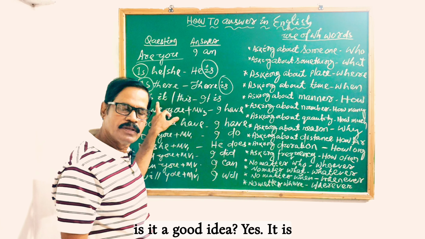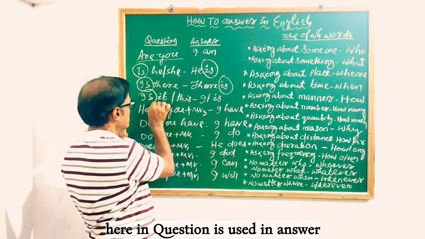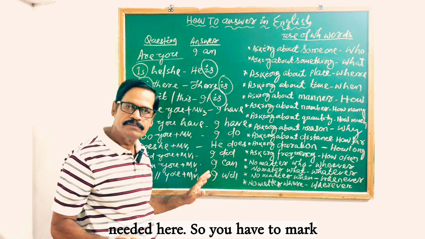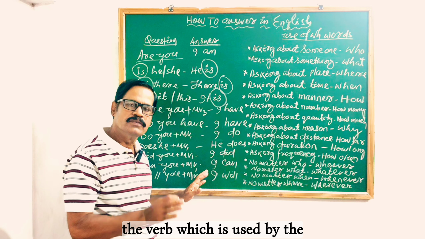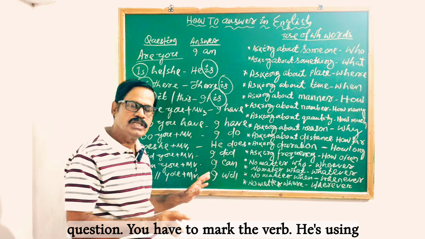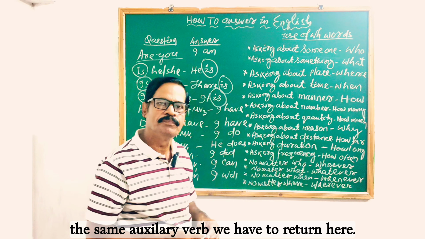Is it a good idea? Yes, it is. Means the same verb is used. Here, in the question is used, in the answer is also used. No other verb is needed here. So you have to mark the verb which is used by the speaker. The person who is asking you the question, you have to mark the auxiliary verb he is using. The same auxiliary verb you have to return to him.